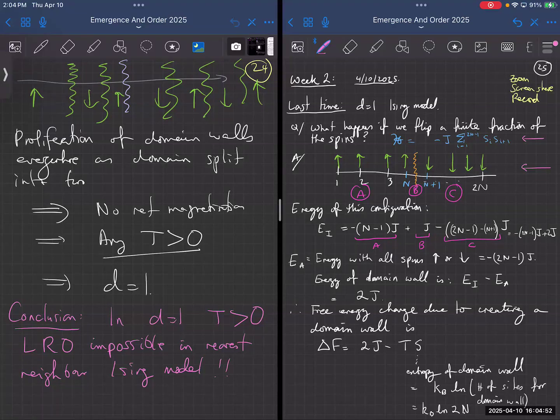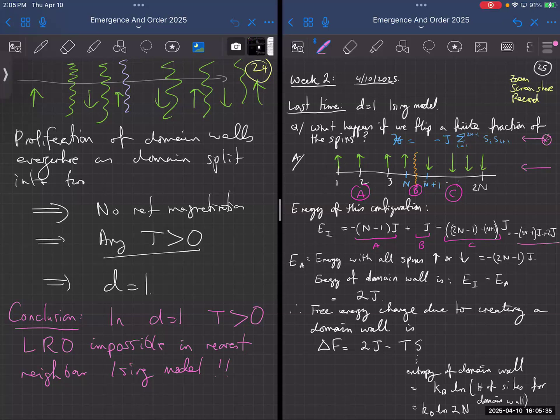So let's compute the energy of this configuration. On the left-hand side in region A, I've got n minus 1 terms which have minus J. Then I have the term from the domain wall, because I've got a spin which is up on the left-hand side and down on the right-hand side. So that gives a factor of J. And then on the right-hand side, I have spins from n plus 1 up to 2n minus 1, giving a contribution minus J. The total energy of that configuration is written down over here.